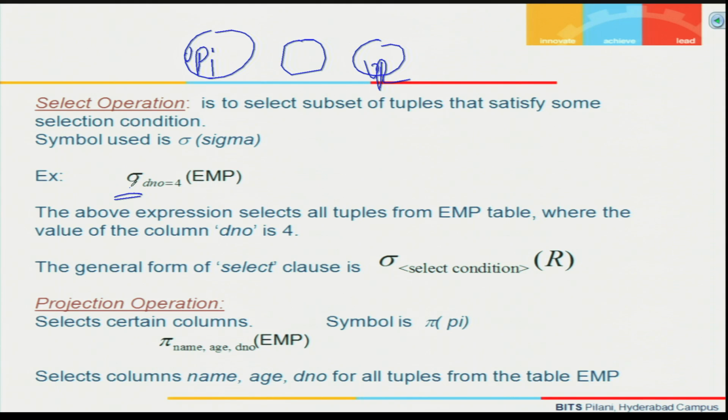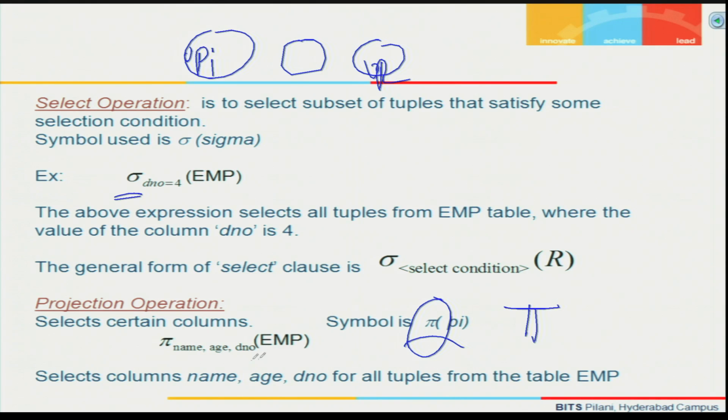And the next important operation is the projection operation. In the case of the select operation we selected only a subset of the tuples available in a relation instance, whereas if we use the project operation we are going to select certain columns. The symbol used to specify this operation is pi.